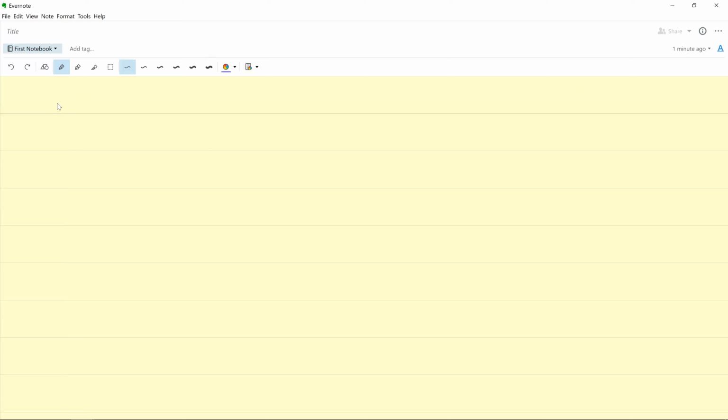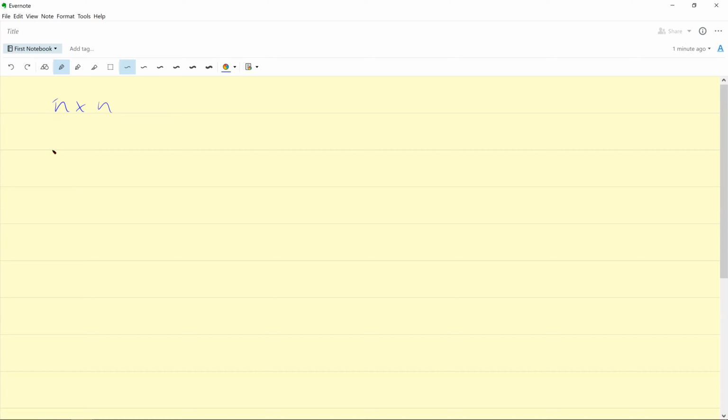So first, let's look at the n by n case. If we have two matrices that are similar, what's going to be true about them? Same eigenvalues? Yeah, and not just the same eigenvalues, they actually have the same characteristic polynomial.